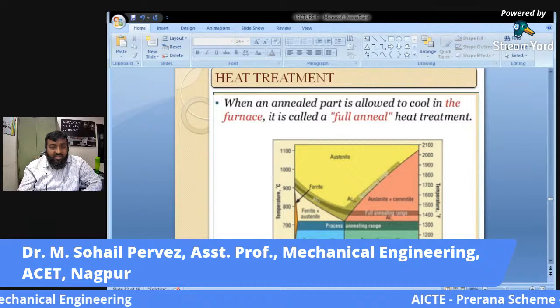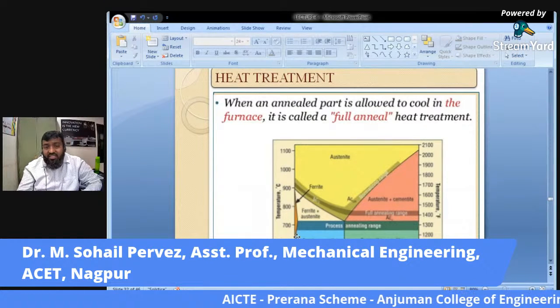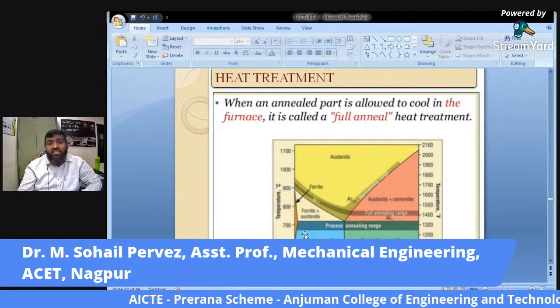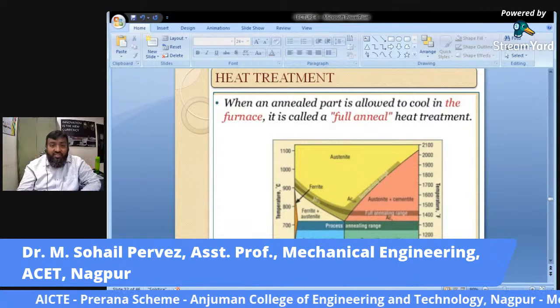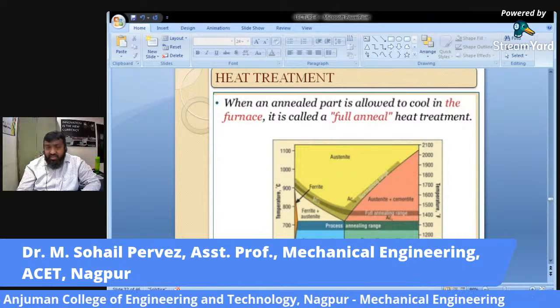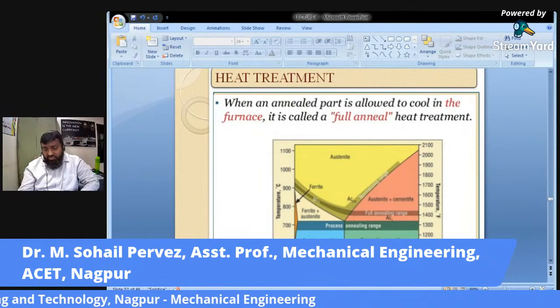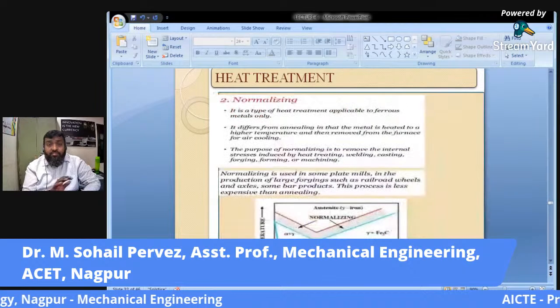So generally it is 659 degrees centigrade to 712 degrees centigrade. The range is generally defined. So annealed parts are nothing but the acquisition of softness in the material.